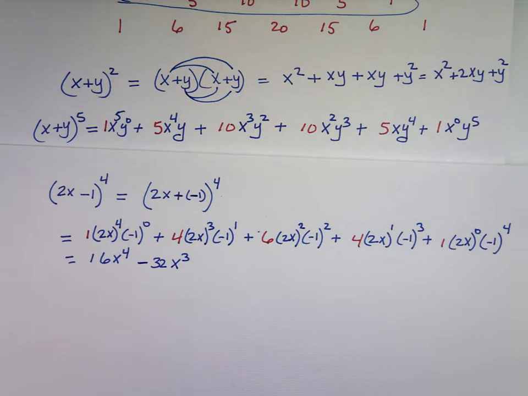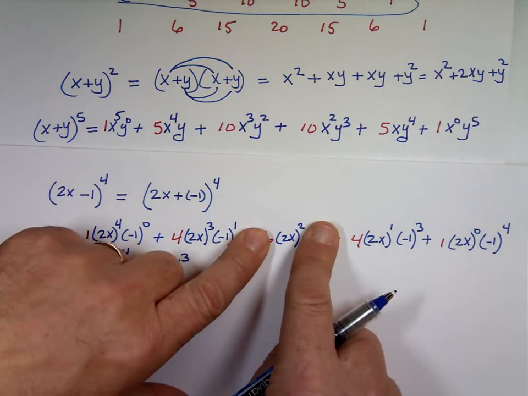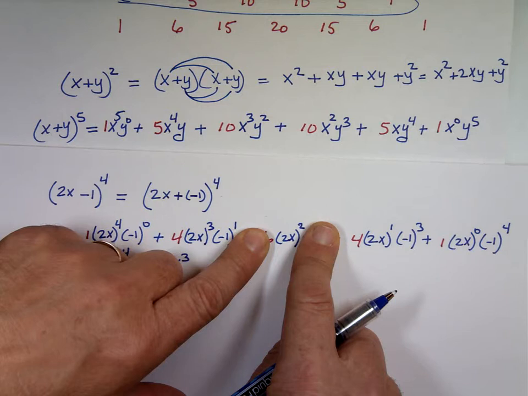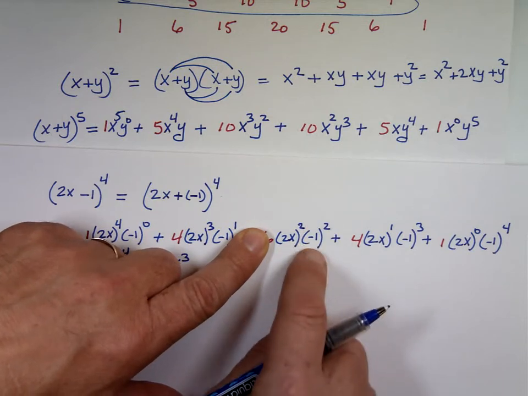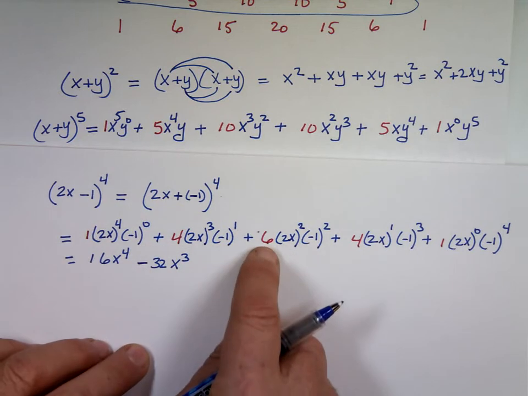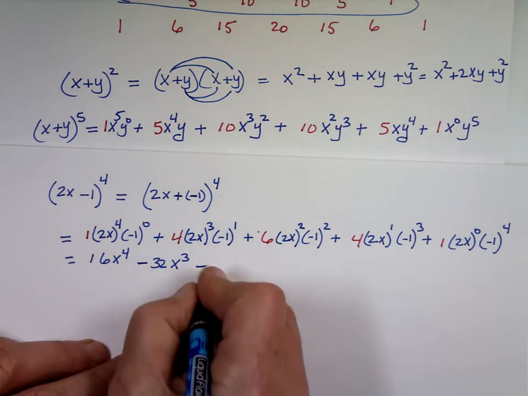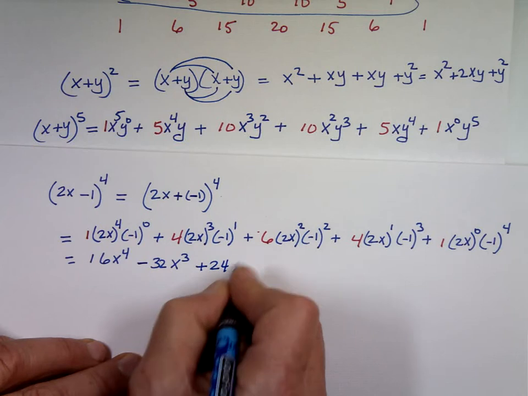The next piece. What is 2x the whole thing squared? 4x squared, right? And what's minus 1 squared? 1. What's 1 times 4 times 6? 24x squared.